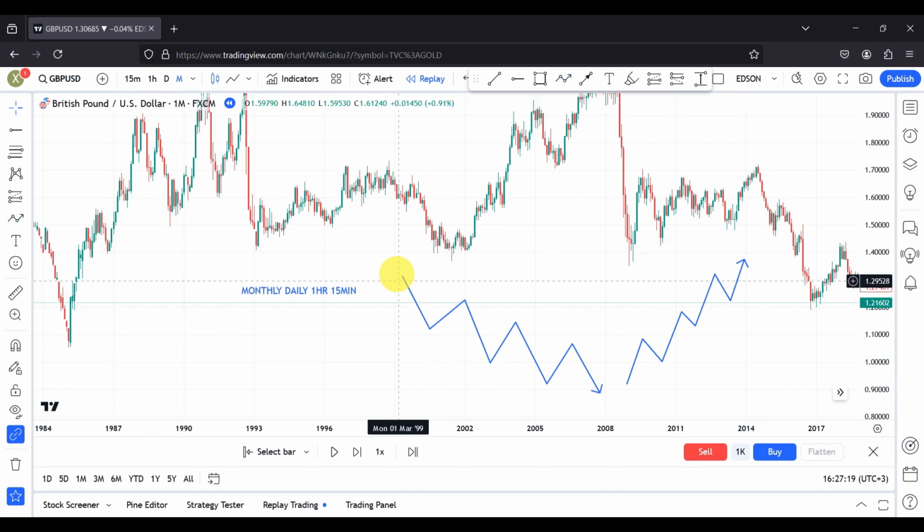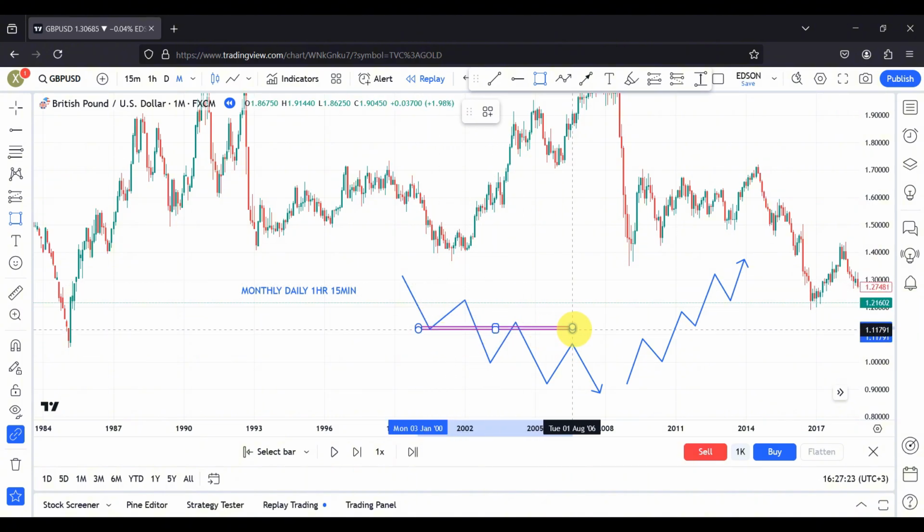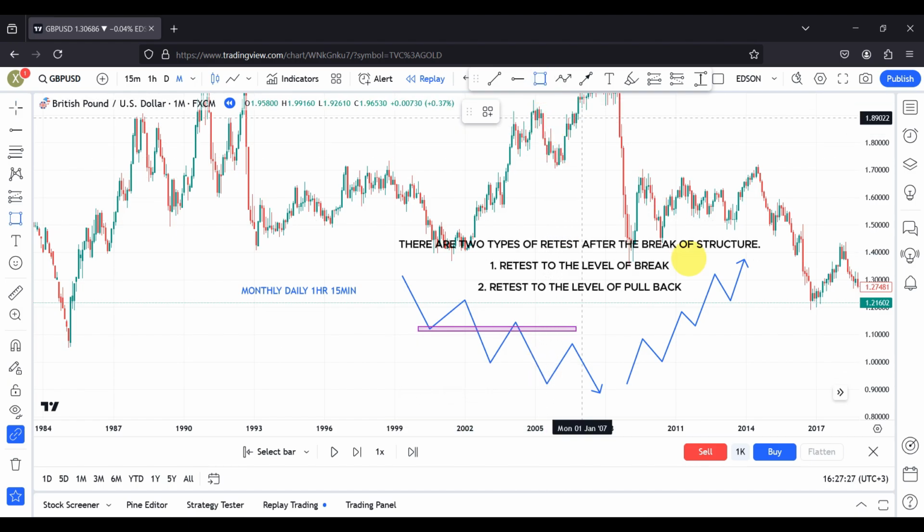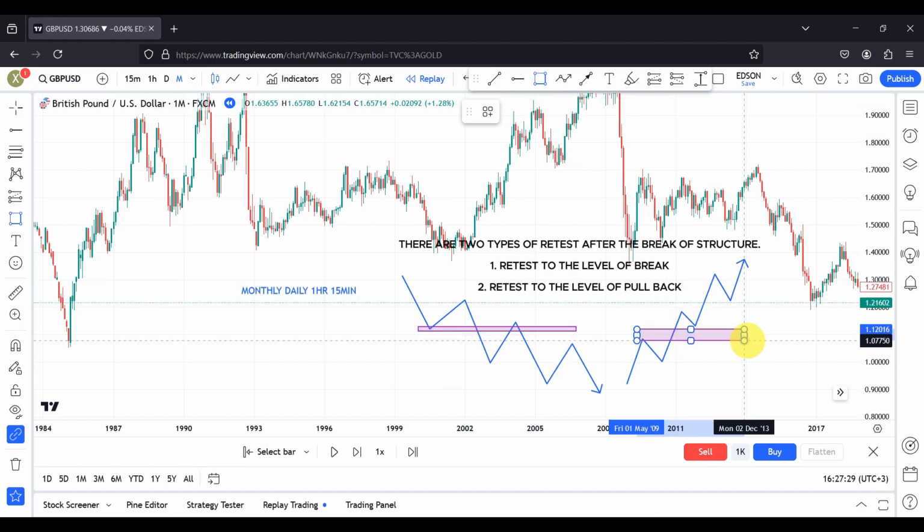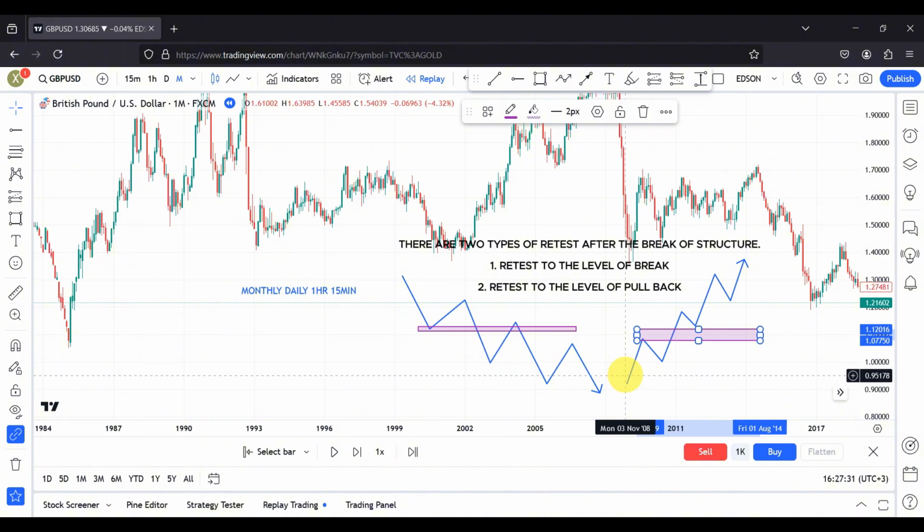And on the downtrend movement, after the market breaks the previous low, the market has to retest that level before playing out. The same case goes for the uptrend direction. If the market breaks the previous zone, it has to retest before playing out. That's how the market moves.